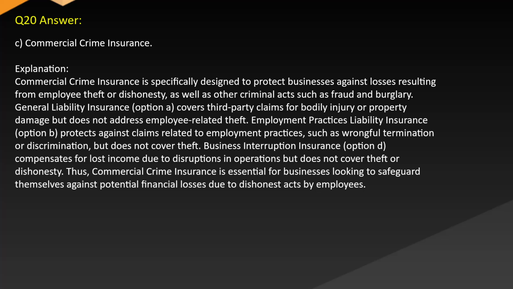Employment practices liability insurance, option B, protects against claims related to employment practices such as wrongful termination or discrimination but does not cover theft. Business interruption insurance, option D, compensates for lost income due to disruptions in operations but does not cover theft or dishonesty. Thus, commercial crime insurance is essential for businesses looking to safeguard themselves against potential financial losses due to dishonest acts by employees.